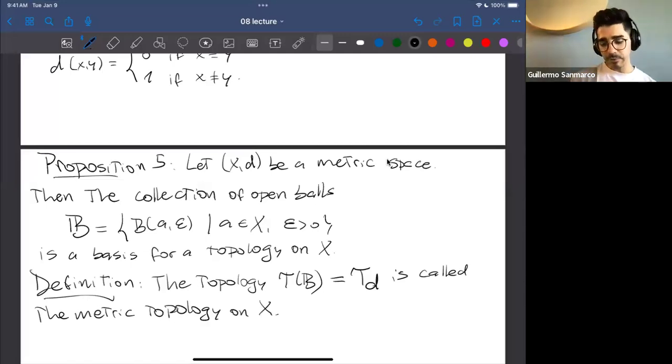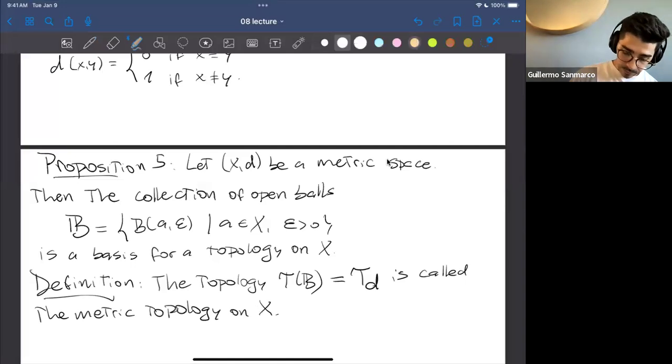Or also called sometimes the topology induced by D. Okay, so of course we need to prove something. We have this proposition over here. We need to prove that this, so this is what we want to prove. That collection is a basis for some topology.